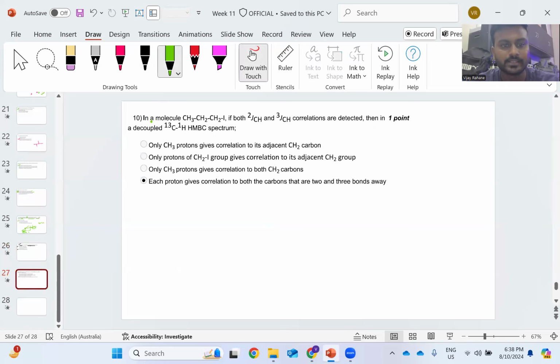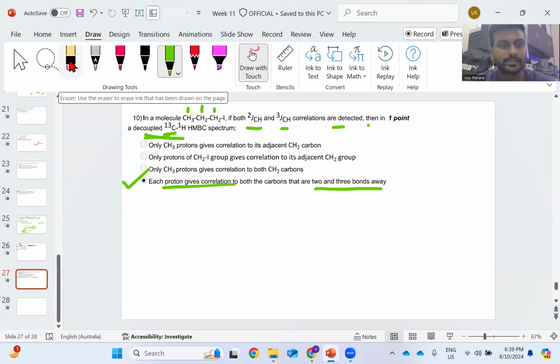Another one is in the molecule CH3, CH2, CH2I, both 2JCH and 3JCH correlations are relevant. Then, in a decoupled 13C 1H HMBC spectrum, each proton gives the correlation to both the carbons that are 2 and 3 bonds away. So these are the answers of the problems in the assignment.